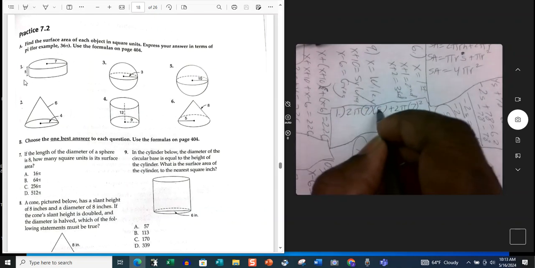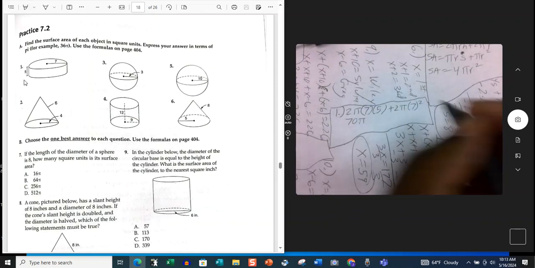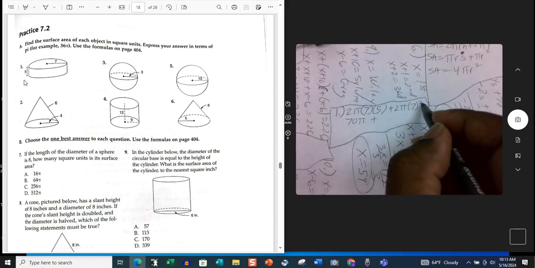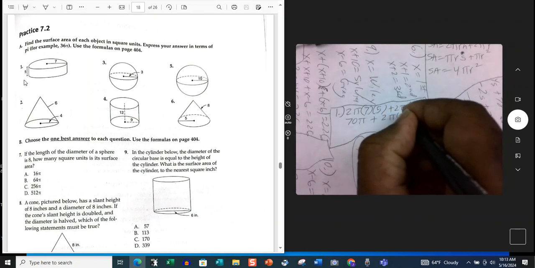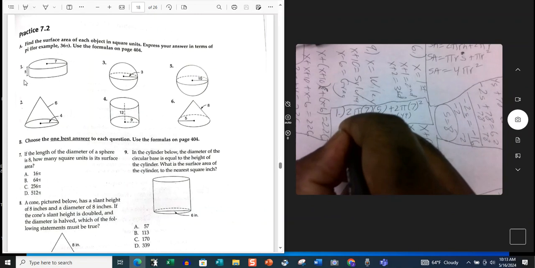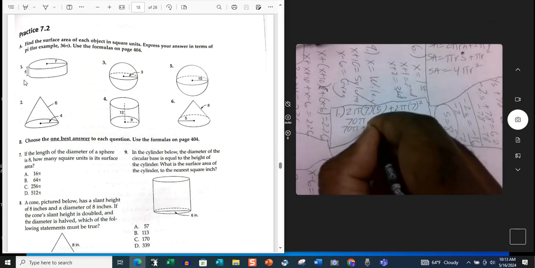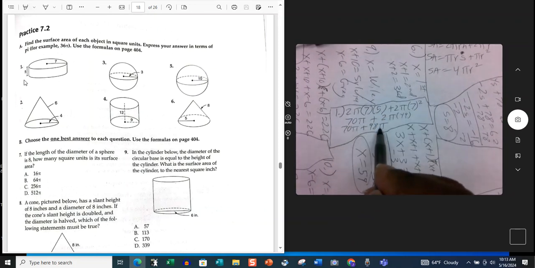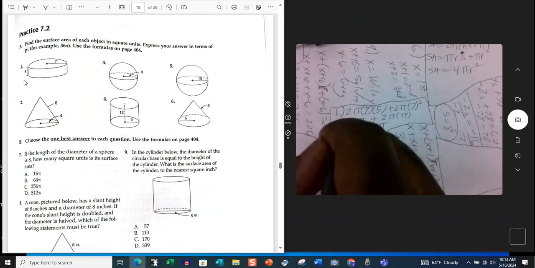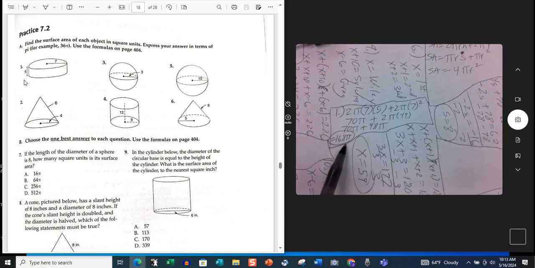So now, 2 times 7 times 5 is 70. So this is 70 pi, plus 7 to the second power is 49. So it's 2 times pi times 49. So now we have 70 pi plus 2 times 49 is 98. So that would be 98 pi. 70 pi plus 98 pi will give us 168 pi. So your final answer here would be 168 pi.